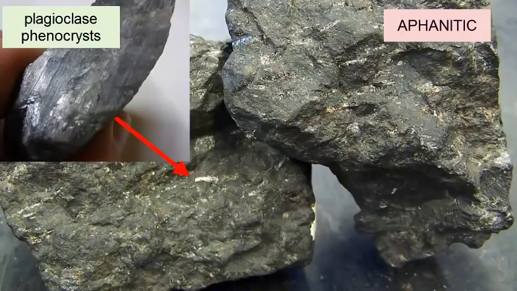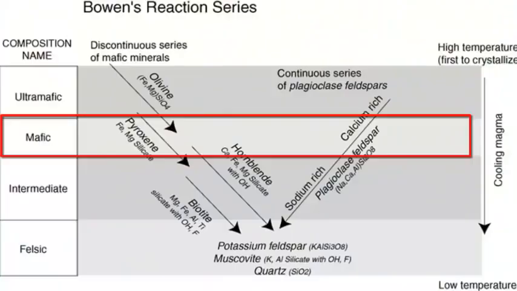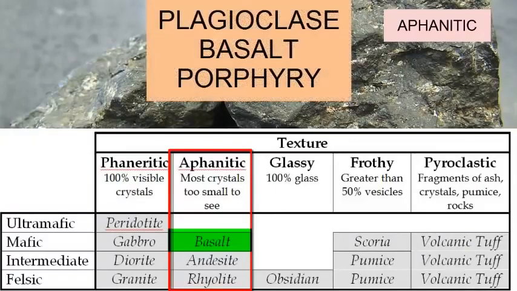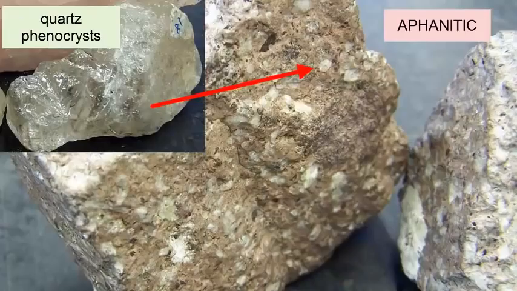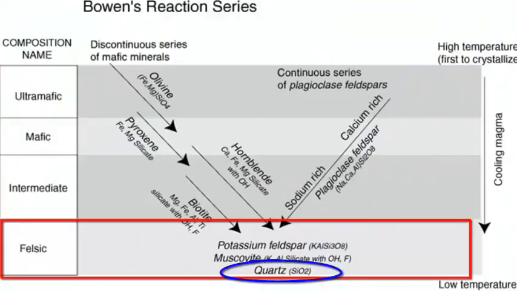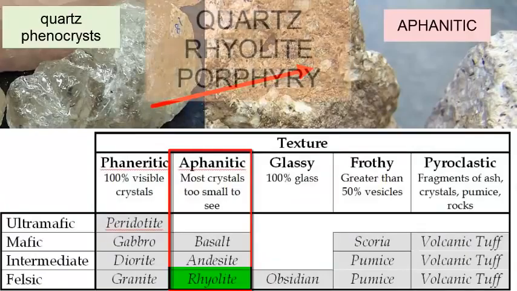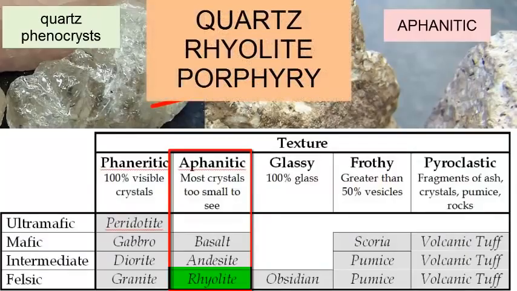It's hard to tell what they are, but the color of the rock being so dark and the density so high suggests the rock is mafic. Therefore these phenocrysts are probably plagioclase crystals, and the name of the rock is a plagioclase feldspar basalt porphyry. That leaves us with this last rock, which has a pinkish ground mass and large quartz phenocrysts. Quartz is found only in felsic rocks. That makes this rock a quartz rhyolite porphyry.